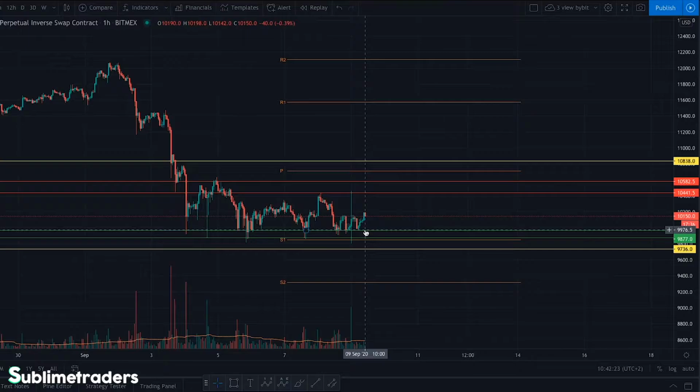As you can see here, we have a support at 9,976 and another at 9,882. On the upside, I have also identified 2 resistances, and the basic idea here is that we are trading in this range, and we will stop loss at the outside of the range.